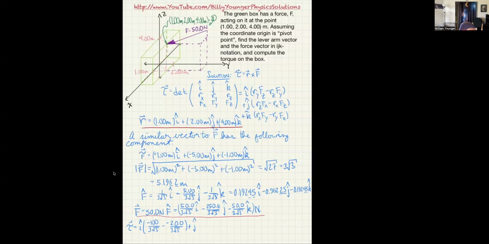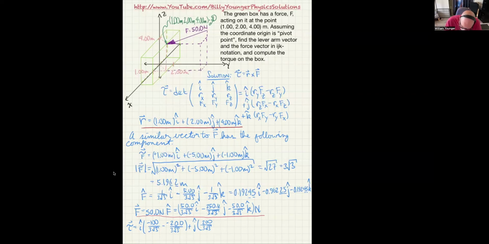The second term is the j hat term, and we found that was RZFX minus RXFZ. So RZ is 4 and FX is 50 over root 3. 4 times 50 is 200. So this is going to be 200 over 3 root 3, because I'm just multiplying RZ, which was 4, times 50 over root 3, over 3 times the square root of 3. Ooh, that was hard to say. Okay, so now I've got that.